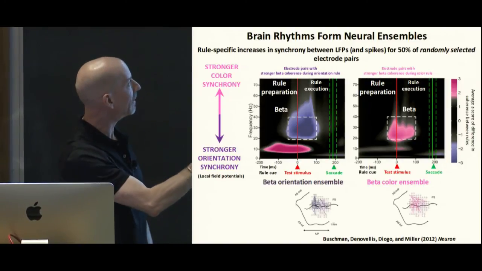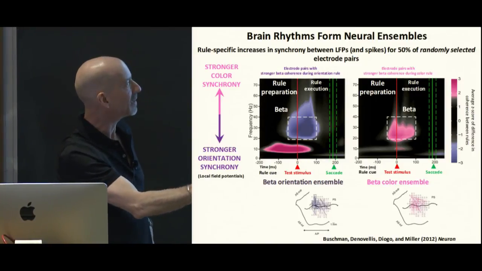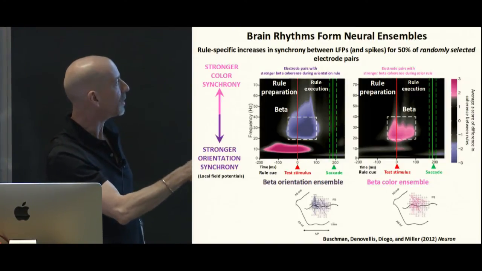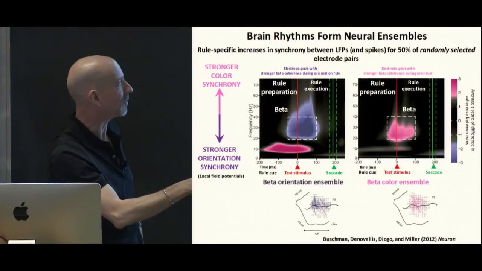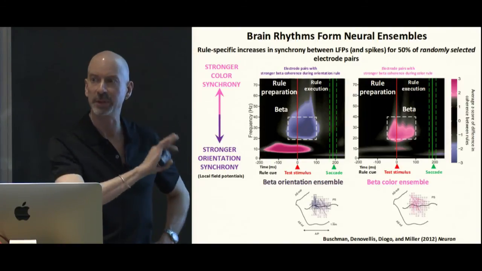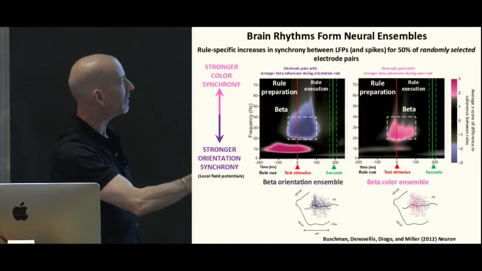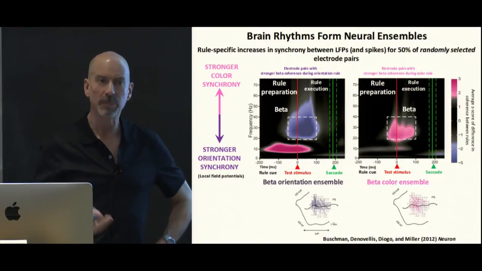So here's our beta-defined orientation ensemble. Here's our beta-defined color ensemble shown here. Only the orientation ensemble showed alpha synchrony during the preparation period. There was no alpha synchrony in the beta-defined color ensembles. We have asymmetry here. Alpha in the orientation ensemble, no alpha in the color ensemble. But it gets even weirder.